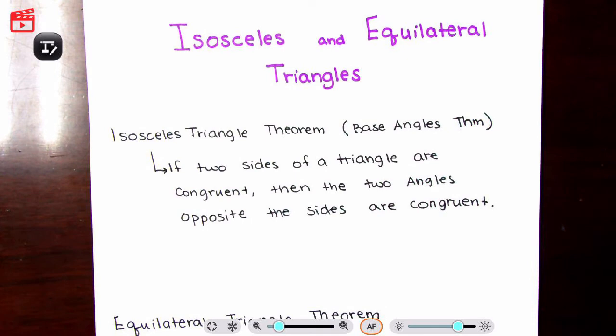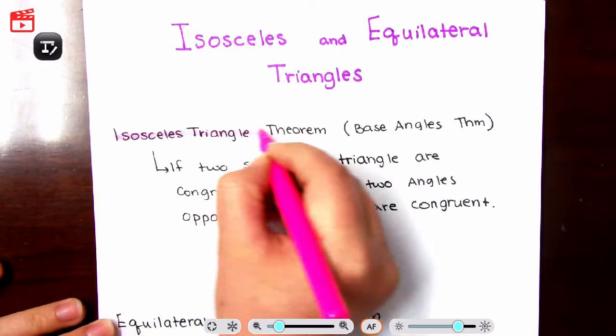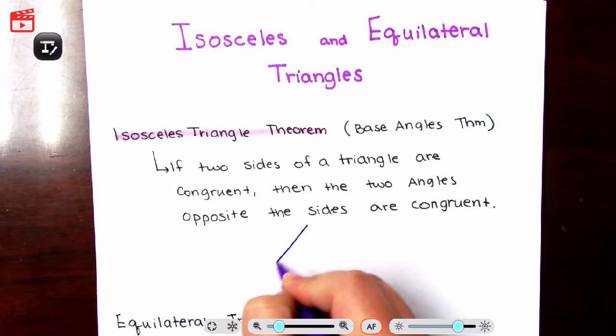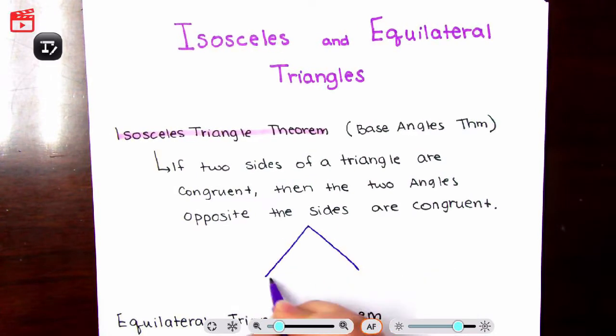In this video we are talking about isosceles and equilateral triangles and the theorems and properties that these triangles have. So let's start with the isosceles triangle theorem. This one says that if two sides of a triangle are congruent. So let's draw a triangle here. Usually it looks something like that.